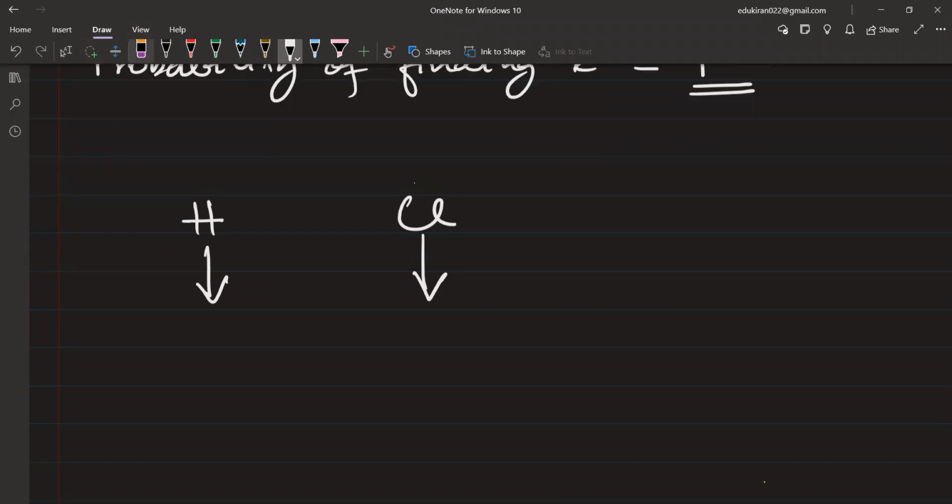Okay, now what happens? In reality, in the atom of hydrogen, there is no H written. You don't have any H written in the atom. What do we have? We have only one positive charge inside the nucleus. That is why it is hydrogen.